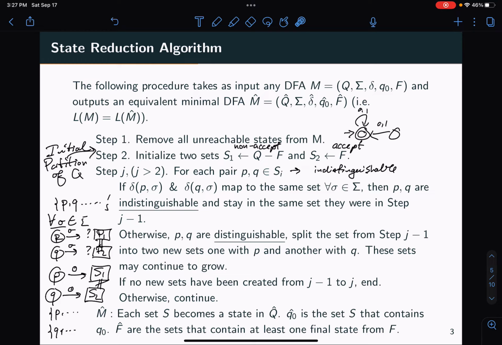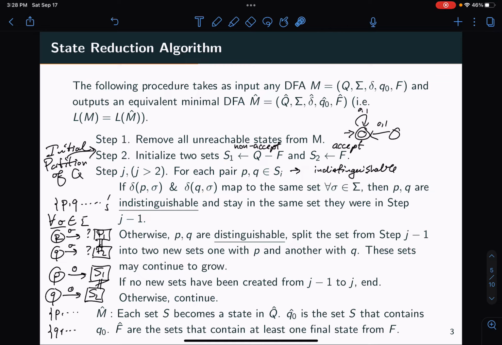And so this keeps going until you hit the step where you have created no new partitions. So if no new sets or partitions have been created from step j minus 1 to step j, you finish. Your algorithm stops.